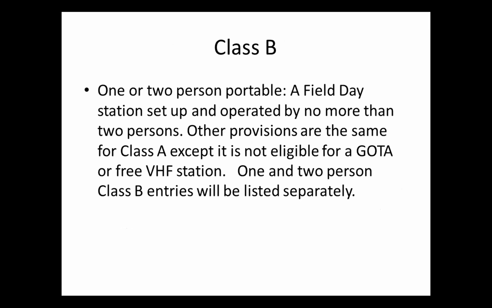Class B is a one or two person portable Field Day station, set up and operated by no more than two people. Other provisions are the same as Class A, except it's not eligible for the GOTA and VHF stations. The GOTA, or get on the air station, is usually your public station. With only one or two people, you're not going to be open to the public, and you're not going to be running VHF or UHF. You're just going to be running HF.